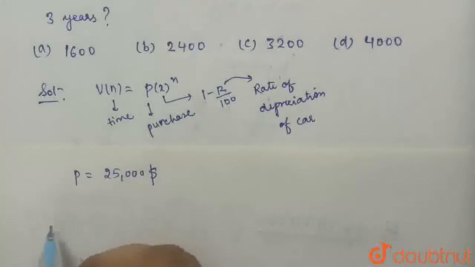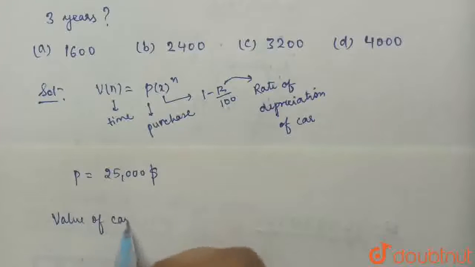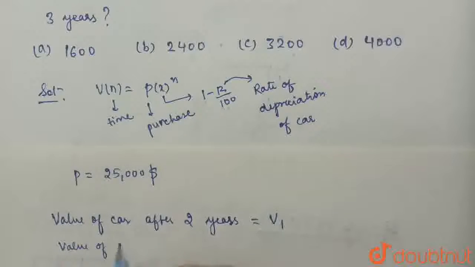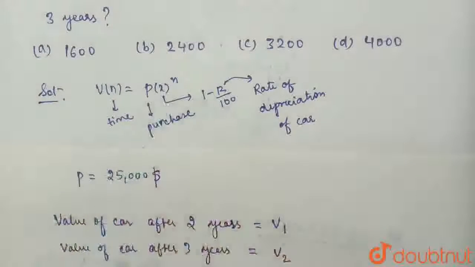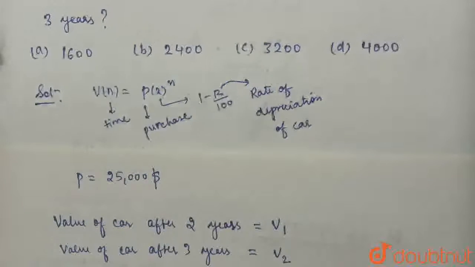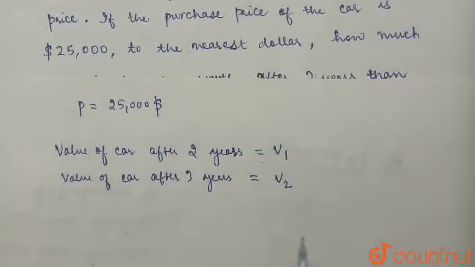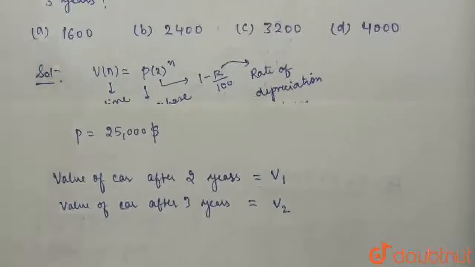So now after 2 years, let us denote the value of the car as V1, and the value of the car after 3 years as V2. By the expression given above, we will calculate V1 and V2, and then the question asks us how much more is the car worth after 2 years than 3 years. That is, we have to calculate V1 minus V2. So now for calculating V1, we'll use this expression.